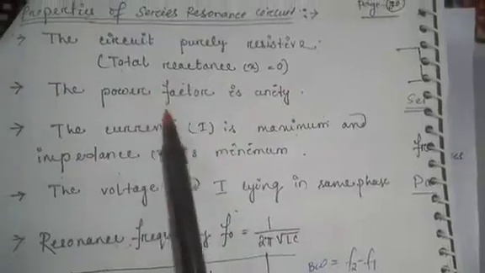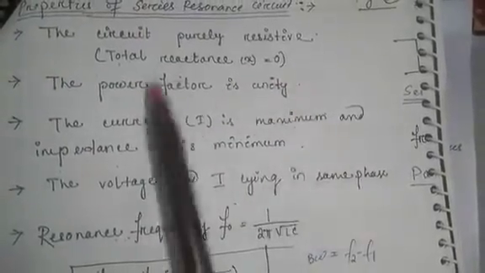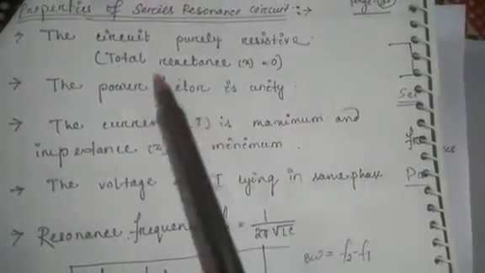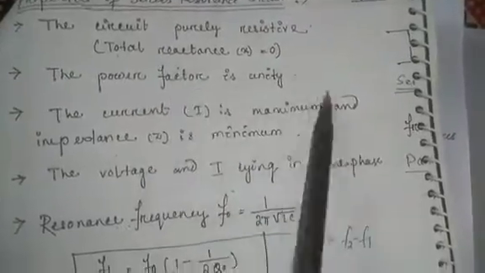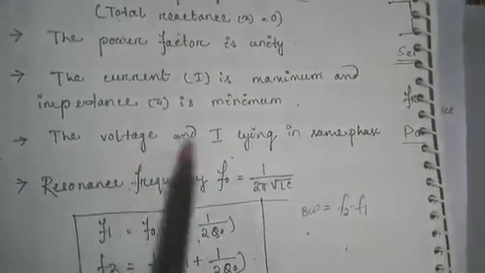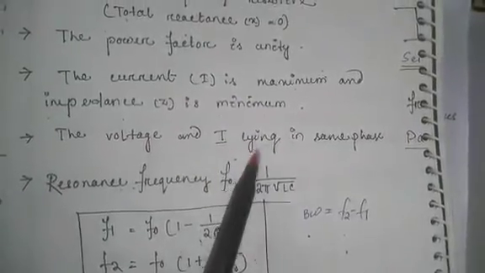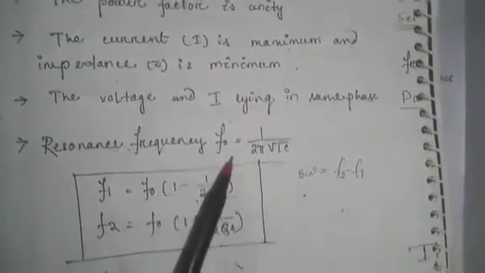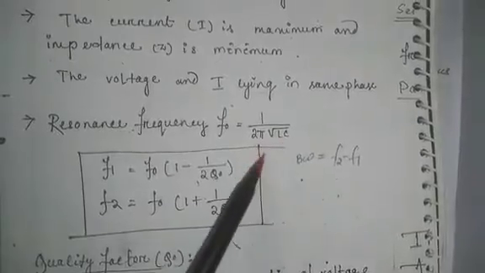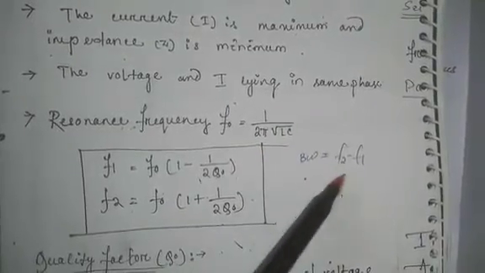The circuit is purely resistive, meaning the total reactance X is equal to 0, so only the resistance part is present. That's why it is purely resistive. The power factor is unity. The current I is maximum and the impedance is minimum. The voltage and current I lie in the same phase, and the resonance frequency f0 is equal to 1 divided by 2 pi root LC. Bandwidth is equal to f2 minus f1.